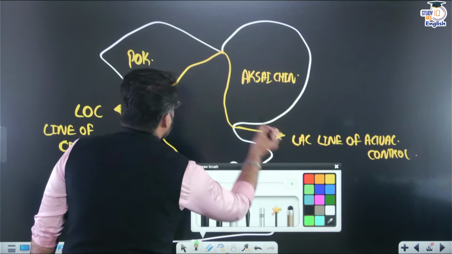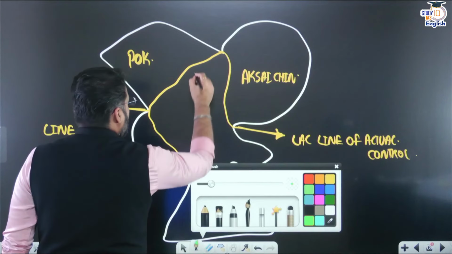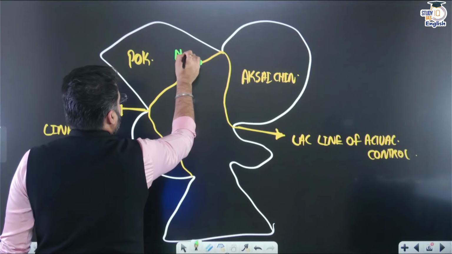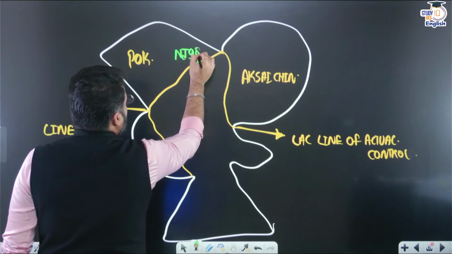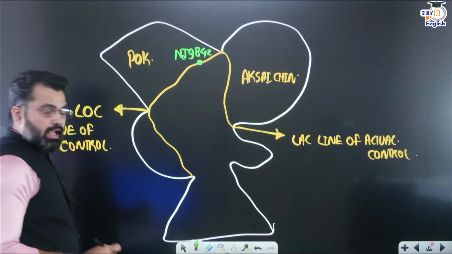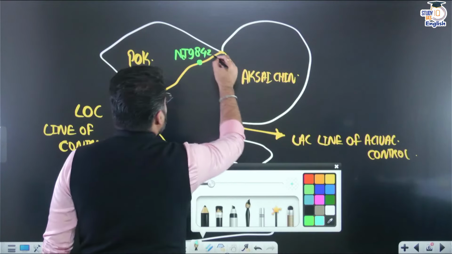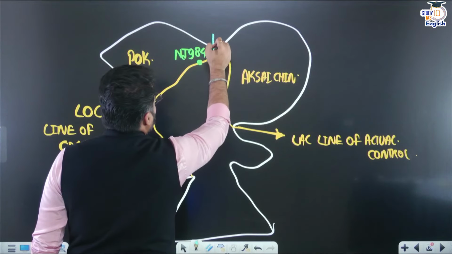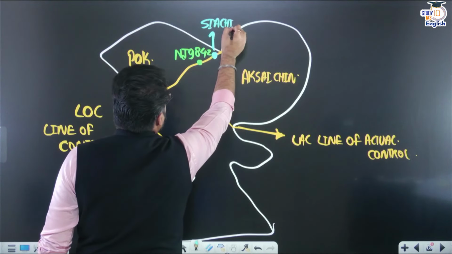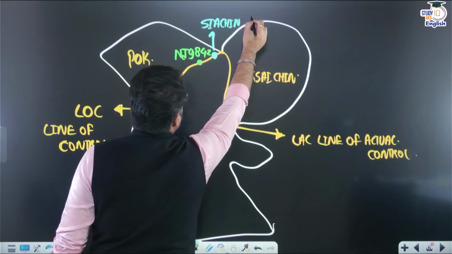Now, make sure that this line is clear up to a point called NJ9842. And after that, you can find Siachen Glacier. This is Siachen Glacier.